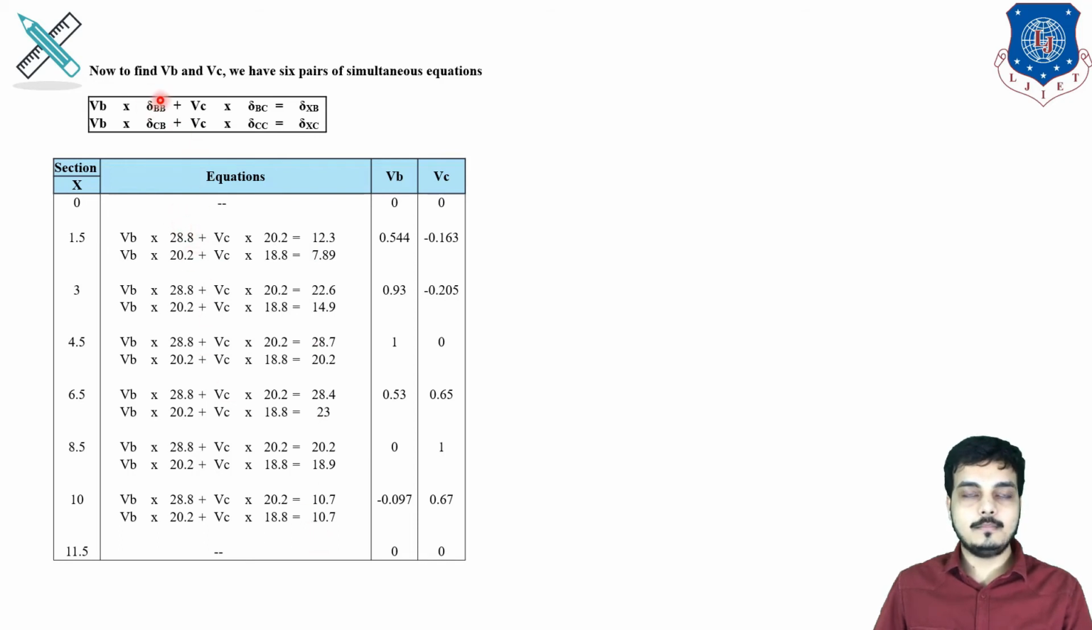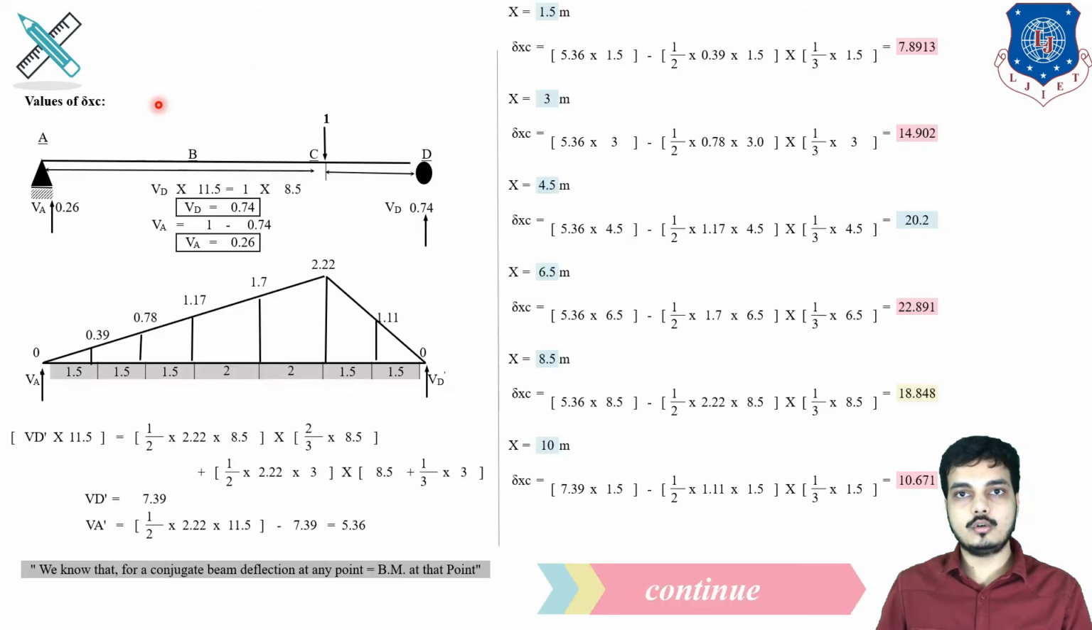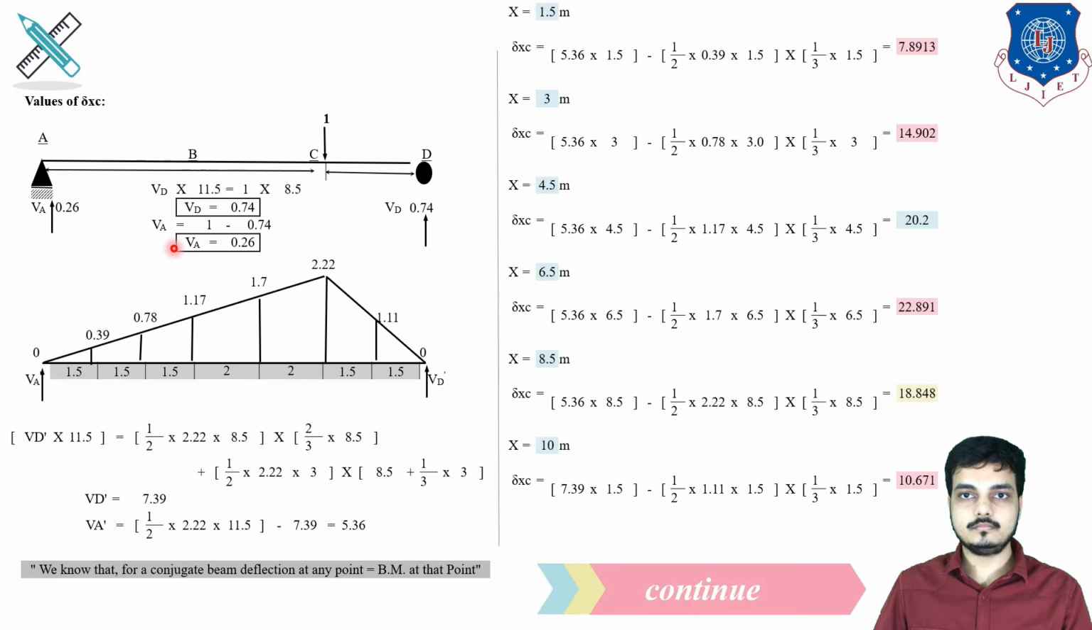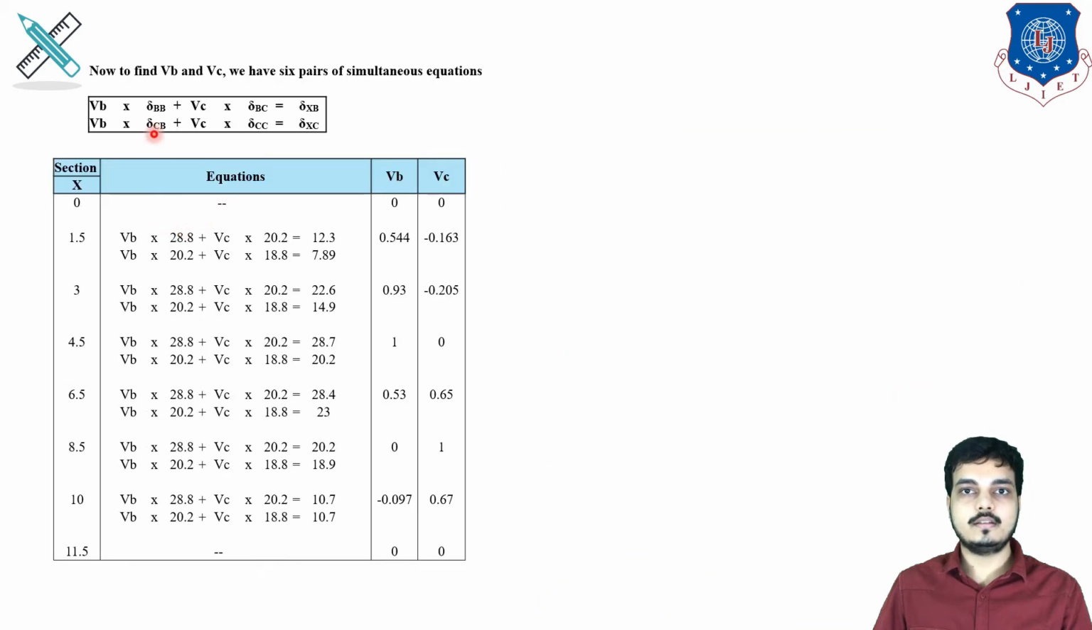Now to find delta BB, which is nothing but deflection at B due to unit load at B. So here it is my unit load, and at this point, which is at distance 3 plus 1.5, that is 4.5. So this is my delta BB, which is 28.76. So 28.76 will become my delta BB.